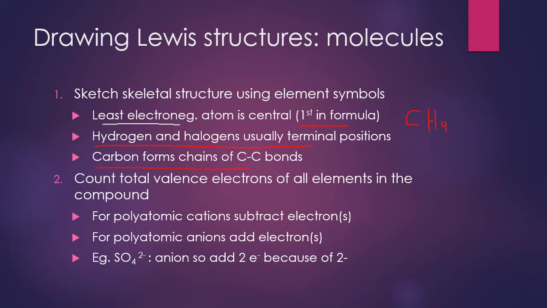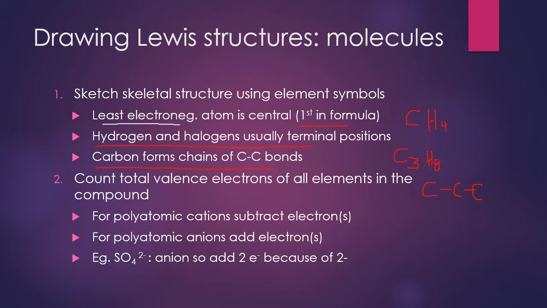Carbon forms chains of carbon-carbon bonds. What that means is if you have more than one carbon, say the formula C3H8, carbons like to form chain bonds. One carbon is going to be attached to another carbon, which is going to be attached to the third carbon. So they're going to form a chain. Then we would put the hydrogen atoms all around that chain. We'll do some examples in class so you can see us putting these rules to the test.